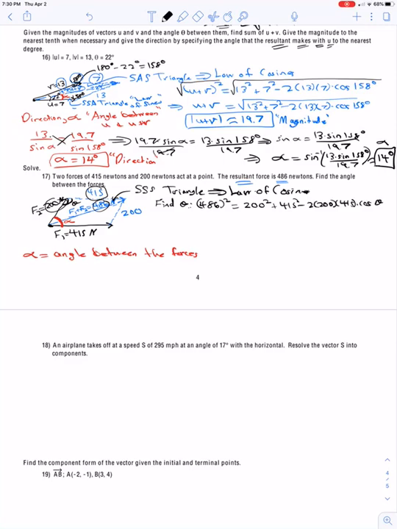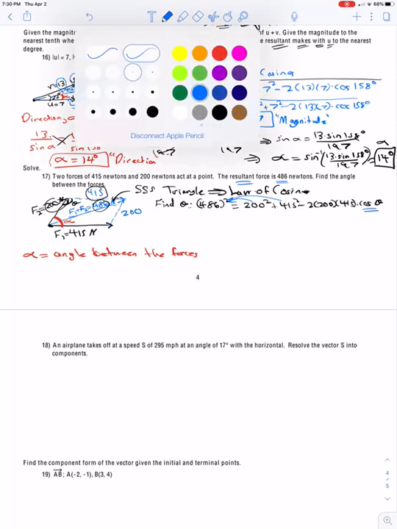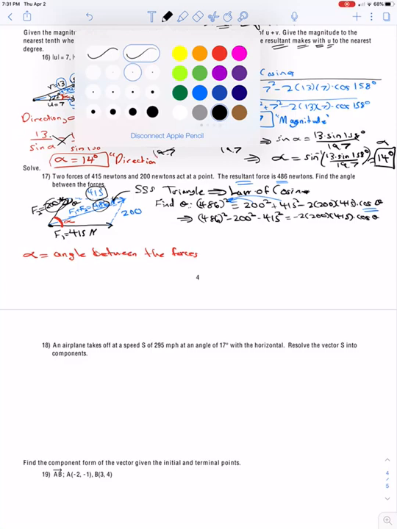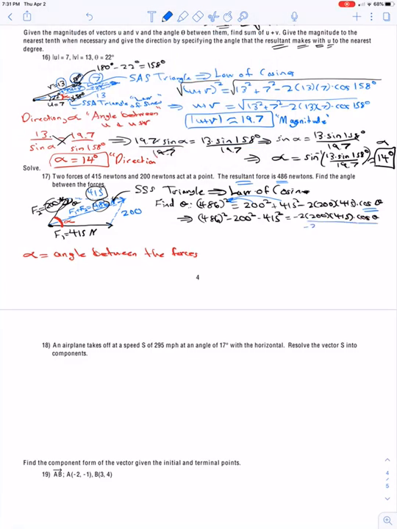So again, I'm trying to solve for theta right here. Let's get it by itself. So we're going to move these terms over. We know how to solve it. That implies 486 squared minus 200 squared minus 415 squared equals negative 2 times 200 times 415 times the cosine of theta. And then we can divide out the coefficients on both sides. If we're going to solve for theta, we've got to get it by itself, so let's divide both sides by that.